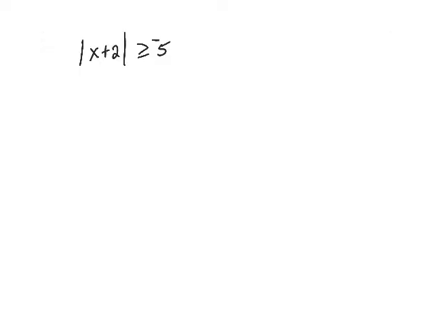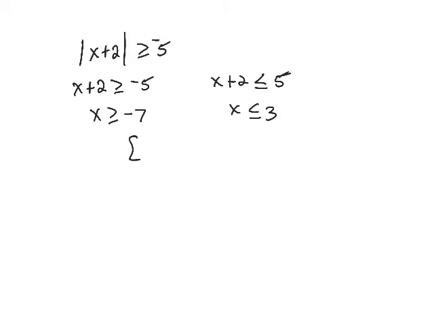Okay, so we'll do another example here. I have the absolute value of x plus 2 is greater than or equal to negative 5. So I can write the first one just without the absolute value sign. My second case, I'm going to change the inequality sign and change the sign of the value. So x plus 2 is less than or equal to positive 5. Solving here, x is greater than or equal to negative 7. x is less than or equal to 3. Here I have an intersection, so I go from negative 7 up to 3, and that's my answer.